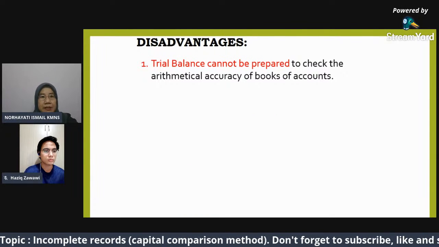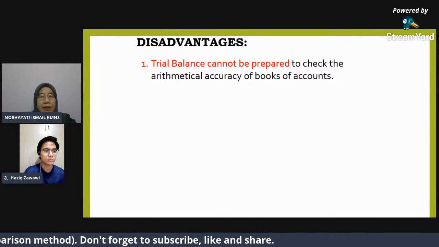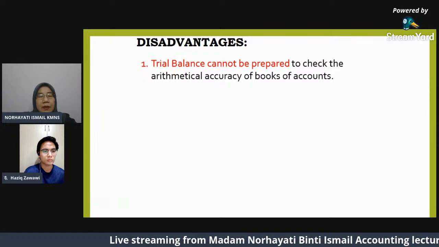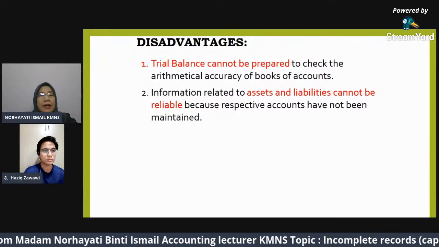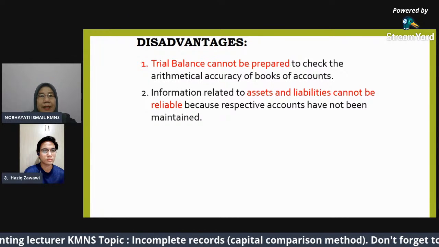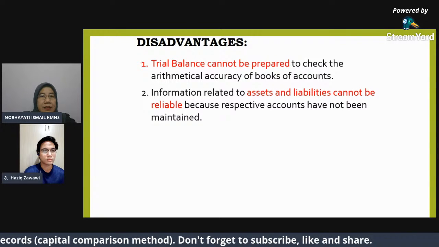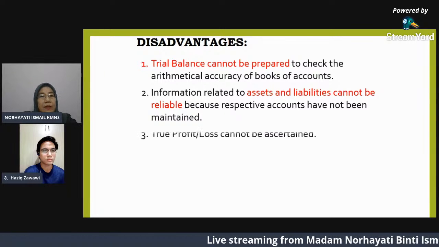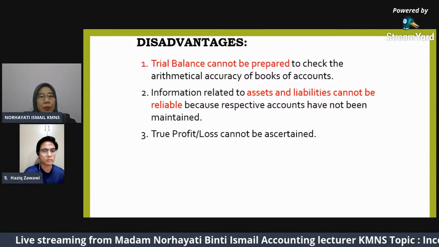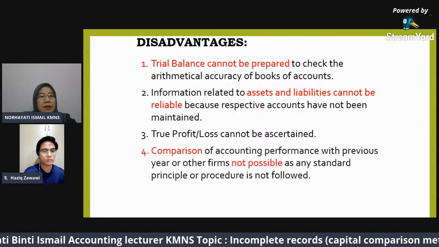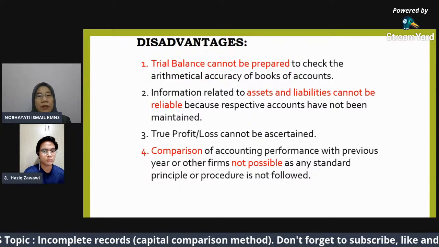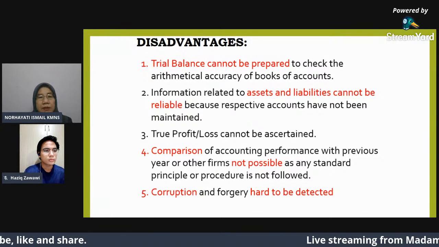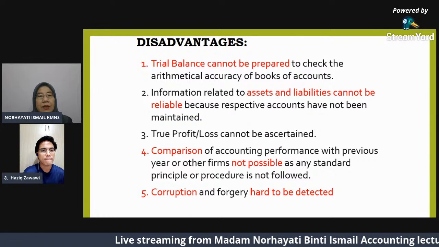So the disadvantages. Number one, the trial balance cannot be prepared to check the arithmetical accuracy of books of account. The trial balance, that means we have the account, one should be debited and another one should be credited. Okay, the information relating to assets and liabilities cannot be reliable. Okay, you know that the single entry system, they just focus on revenue and expenses only, but not on assets and liabilities. Okay, the true, that means the actual profit or loss cannot be ascertained. And number four, we cannot compare the profit or loss from previous years. We cannot compare the performance of the business, and corruption and forgery cannot be detected, okay? Because they don't have the complete record.